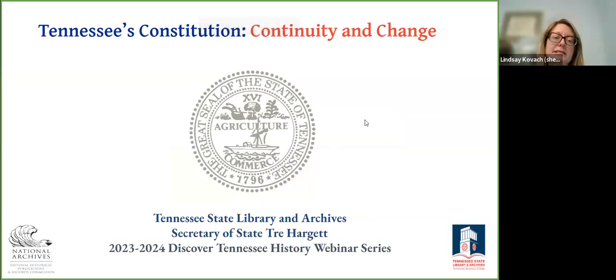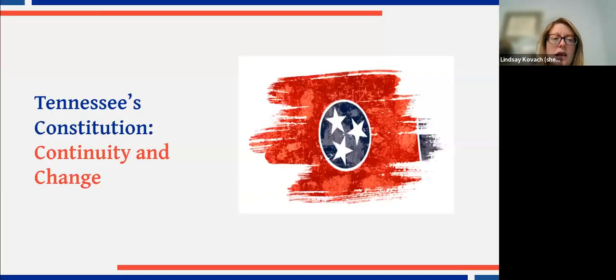All right, so like I said, this is the webinar about Tennessee's Constitution, continuity and change, and we are the Tennessee State Library and Archives. So today we're going to be talking about three different versions of our Tennessee constitutions and how it has changed and what has remained the same, because we do have a lot of fundamentals within our constitution that will stay the same throughout the state's history, but there are some big changes that have come as history and our nation has changed as well as our state.